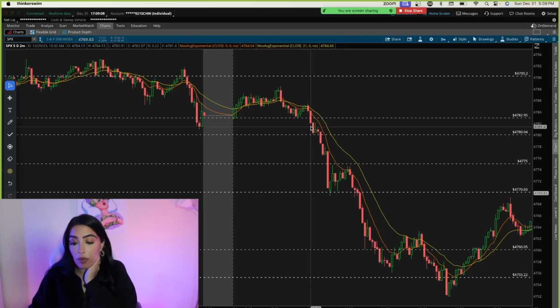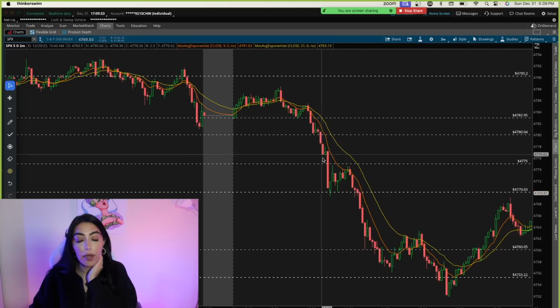For this play, you can enter at the break of 47.83, and then your profit targets are going to be the next levels down, 47.80, 47.75, 47.70. Let's say you miss the break at 47.83. You wait for it to pull back and you take the next level of support. You can see here it broke 47.83, pulled back here at 47.80, your next level of support, and you can take the breakout there. Pulled back again, take the breakout there.